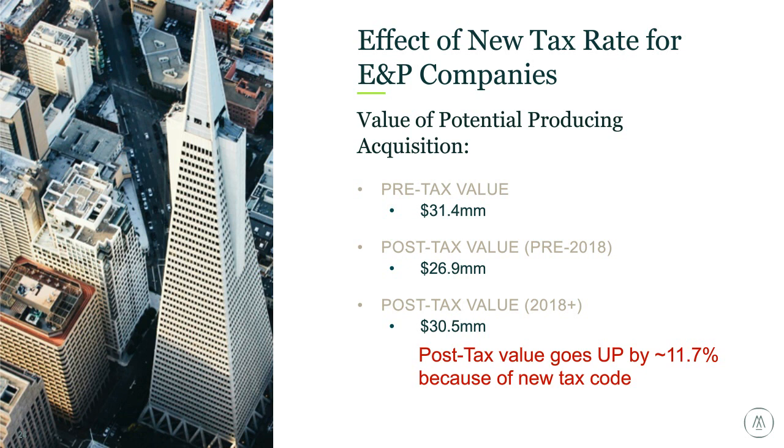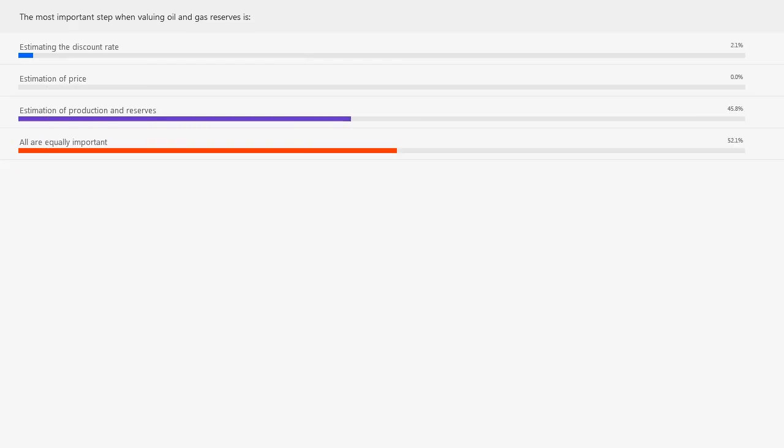And let's take a look at the results. Jim, back to you. Thank you, Emily. Interesting respondents. Most important step, estimating the discount rate, estimating the price, or estimating the production and reserves. Most respondents said all are equally important. Actually, statistically, the estimation of production and reserves is the most important part and drives the biggest part of the value here. I could change the discount rate 1 or 2%, and it won't make as big a difference as if I change the future reserve profile.